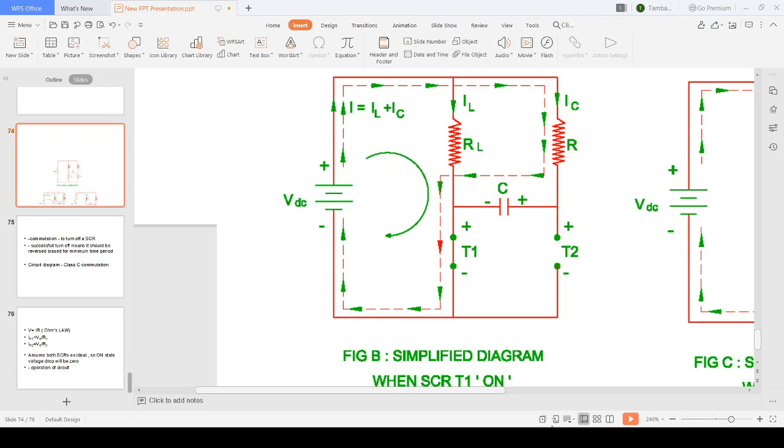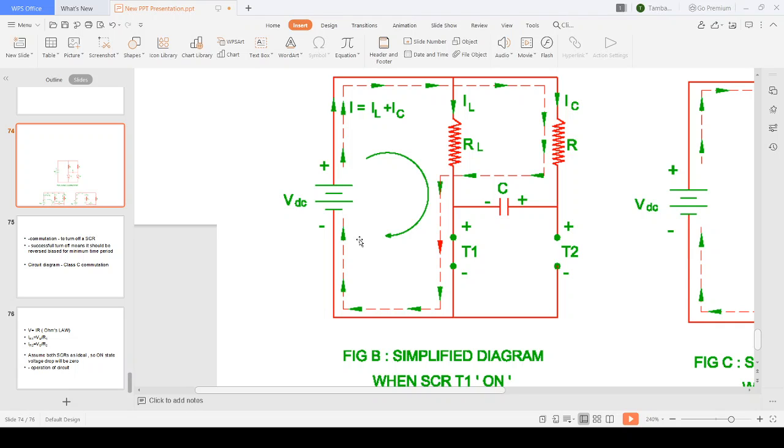Now next, load current equals V divided by R. It will flow through SCR1 or thyristor T1. In this situation, current will flow through SCR1. As you can observe, I is the value of current, and current will flow through thyristor T1.